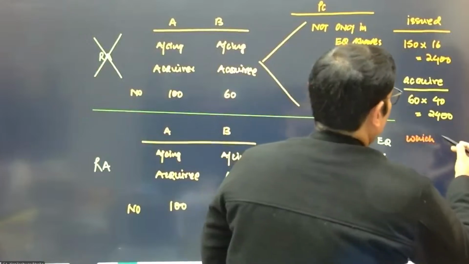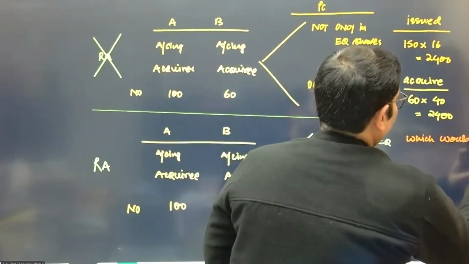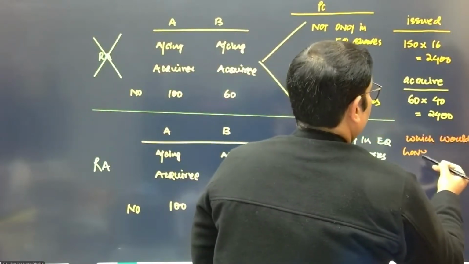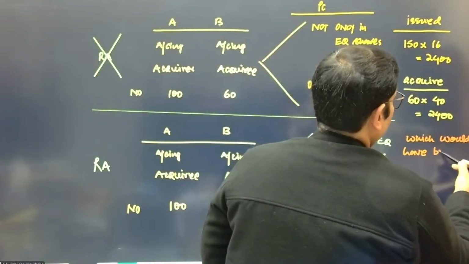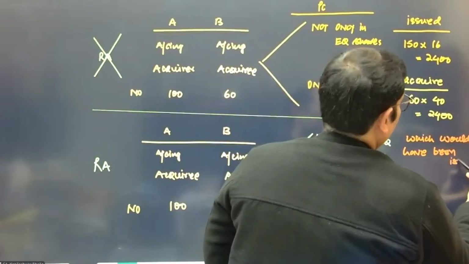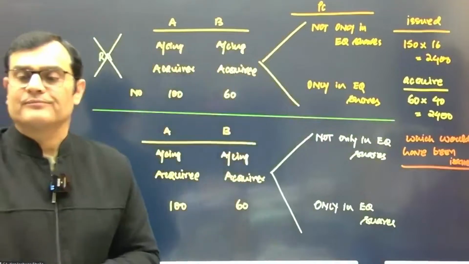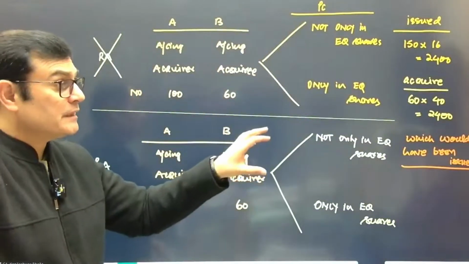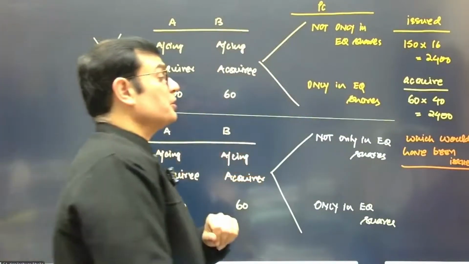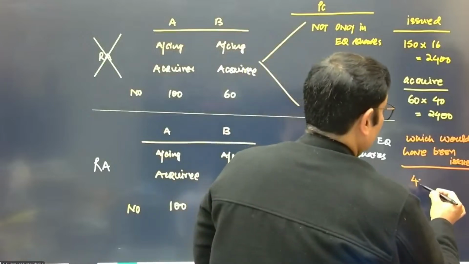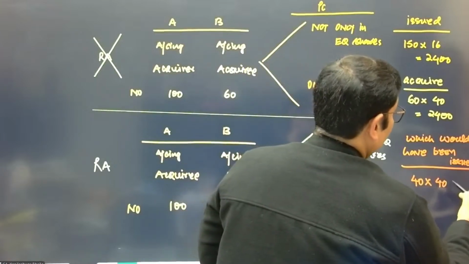What do we consider? Which would have been issued, right? Yes, sir. Correct. Which would have been issued. Can you tell me how many shares would have been issued? 40. That's right. We made the calculations assuming that 40 shares is what B would have given to the shareholders, and each share is worth 40.